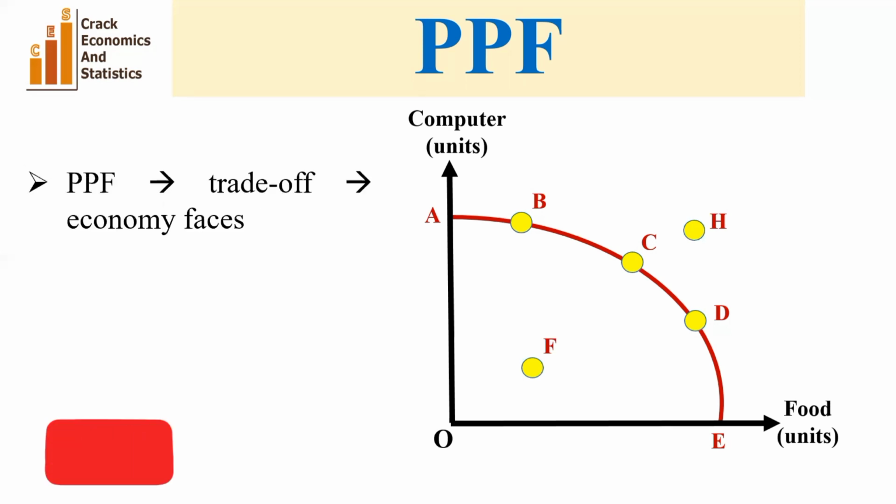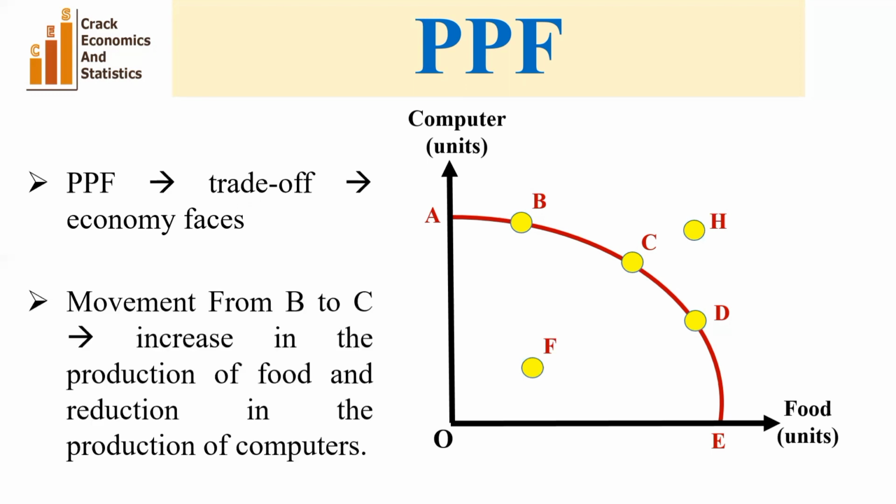So the PPF shows the trade-off that the economy faces. A movement from point B to point C shows an increase in the production of food and a reduction in the production of computers. Similarly, a movement from point C to point B shows an increase in the production of computers and a reduction in the production of food.